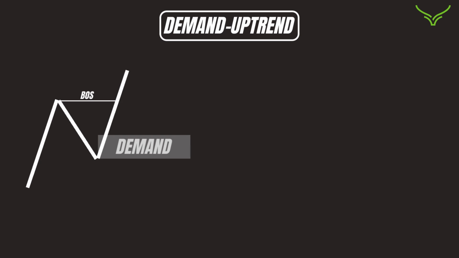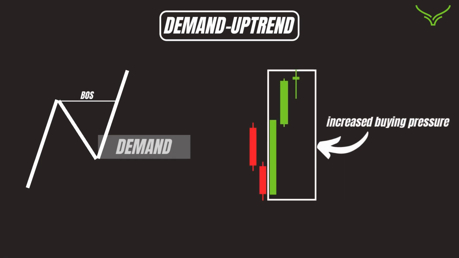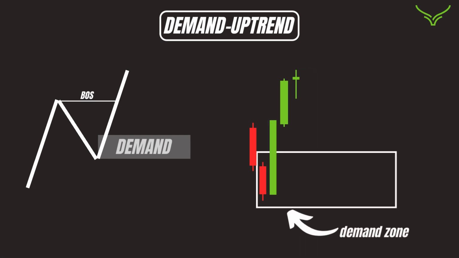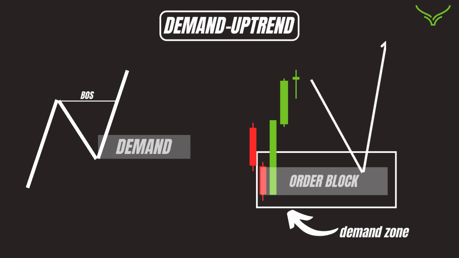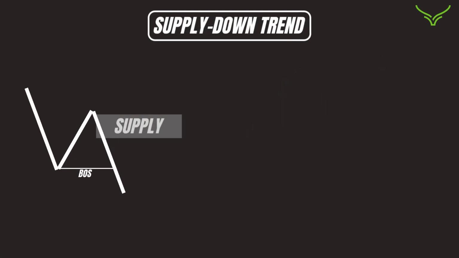Demand occurs in an uptrend when buying pressure outweighs selling pressure. When there is a large volume of buy positions within a specific zone in the market, that zone becomes a demand zone. We then identify our order block within this zone and anticipate buying opportunities from it in the near future. Conversely, supply occurs in a downtrend when selling pressure outweighs buying pressure.